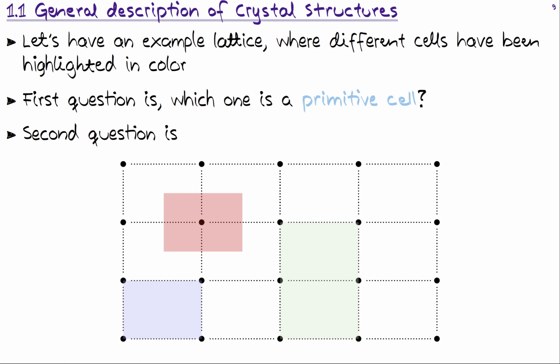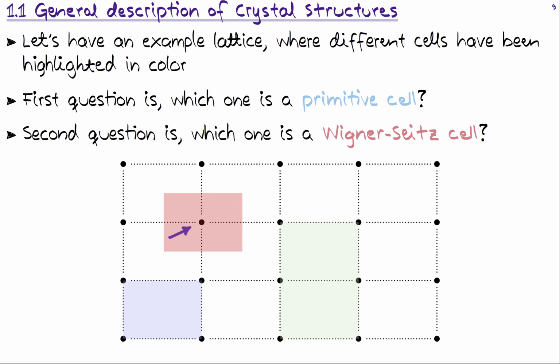A second question obviously will be: which one of these primitive cells then is a Wigner-Seitz cell? And I now recommend that you pause the video, find the right answer, and then continue. And yes, we will now continue. And probably you noticed that the red color here agrees with the fact that this is a Wigner-Seitz cell, and you are exactly right.